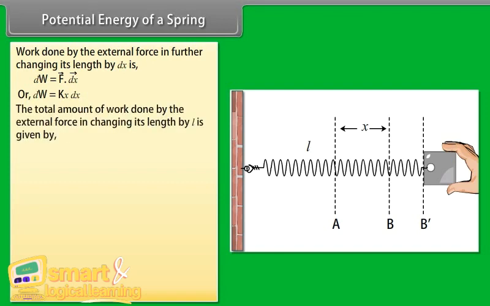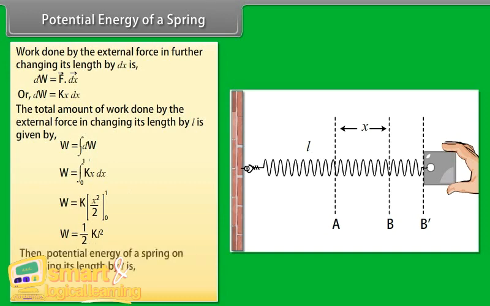Now, the total amount of work done by the external force in changing its length by L is given by W equal to the integration of dW. By calculating it, we get W equal to 1 upon 2 kL squared. Then, the potential energy of a spring on changing its length by L is equal to W. Potential energy is equal to half kL squared.